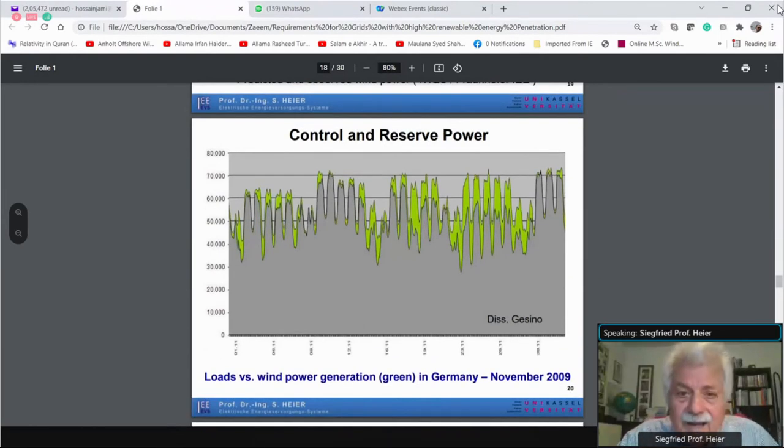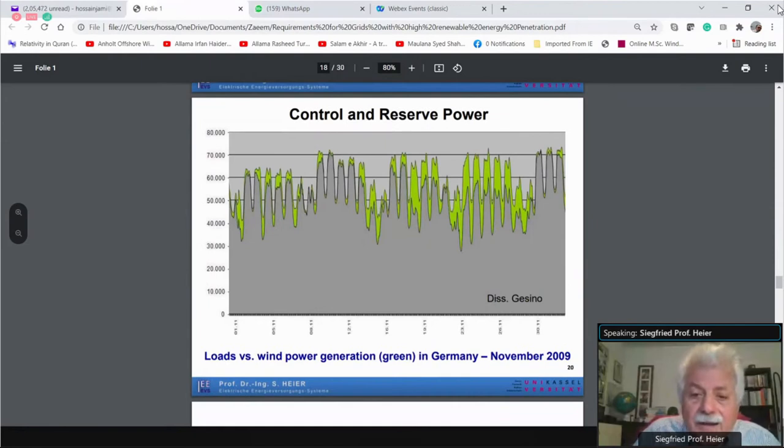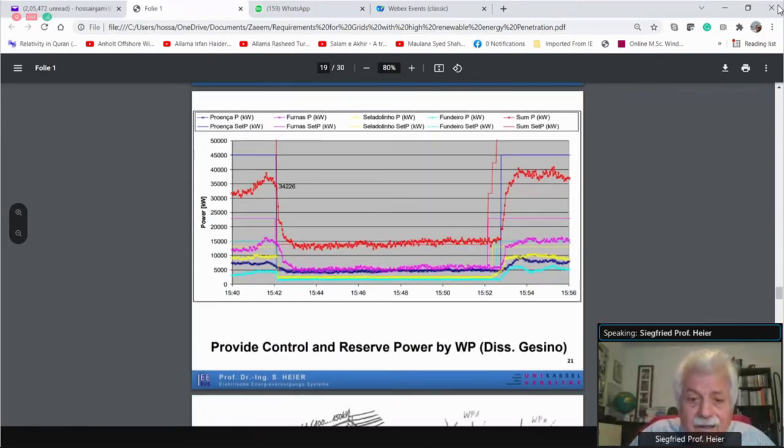Here you can see the green one is wind feed-in in the year 2009, and you see that on the right side, all the peak levels are covered by this wind energy. But the problem is that we also have very low base loads. It means the base load also goes down. And this was the background that we also started, the next picture, please, to find out a possibility to control the grid by power reserve.